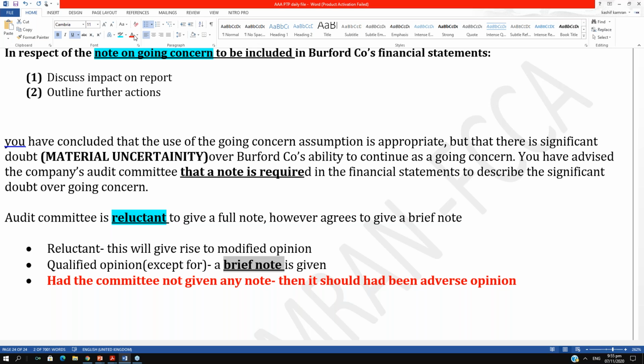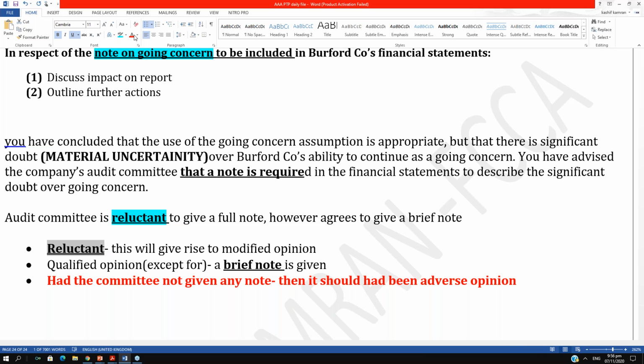But a brief note is still reluctance, right? So we cannot give an unqualified opinion, right? Management is reluctant, but at least they have done something good: they've given a brief note. But obviously the brief note is not good in comparison to a full note. So is there a variance between a brief note and a full note? So should I give a qualified opinion for the variance between a brief note and a full note? And I would have given an adverse opinion if there was no note.